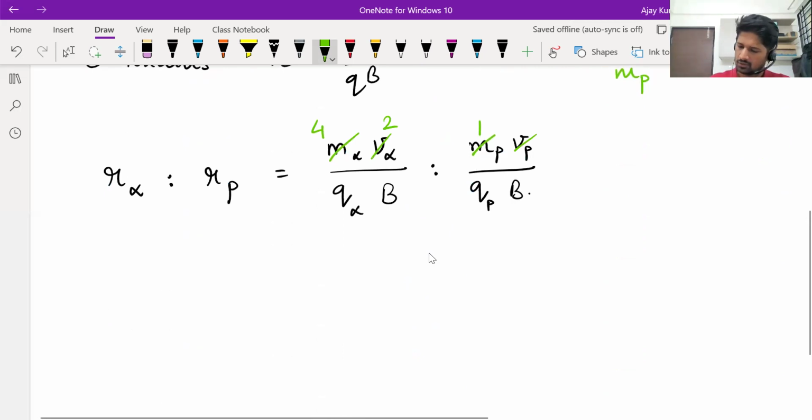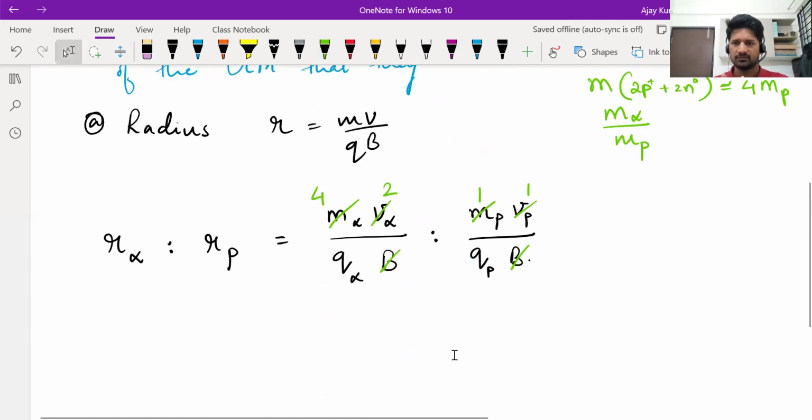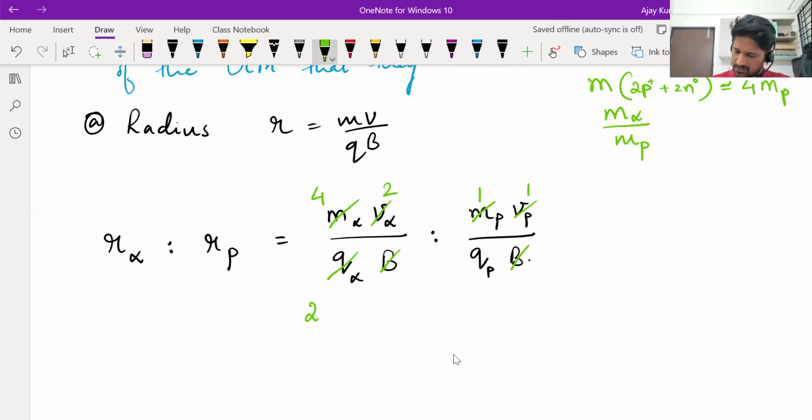Alpha particle to proton, the speed ratio is 2:1. Magnetic field is the same that was given in the problem. Then the charge. Alpha particle has two protons, two neutrons. Neutrons don't have charge, but protons have charge. So the charge of an alpha particle will be 2 times the charge of a proton because it has two protons in it. Okay, so I should write it as 2e.